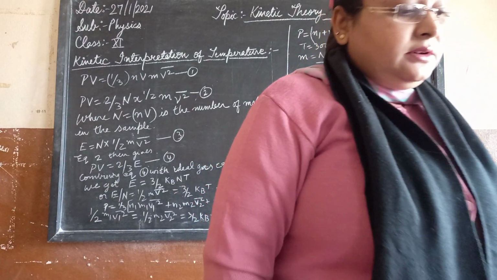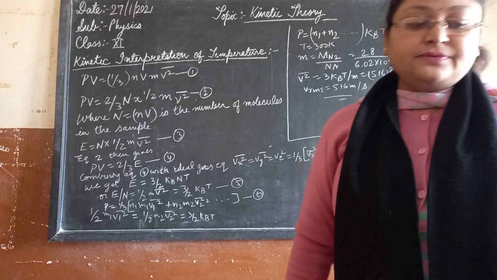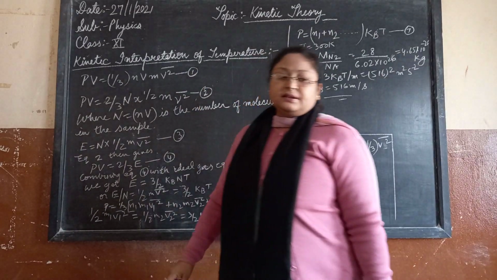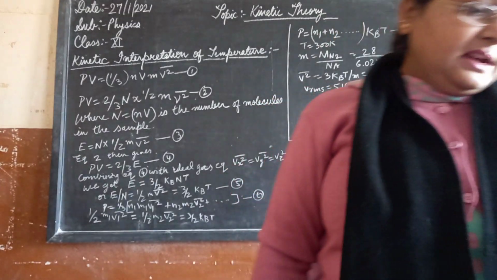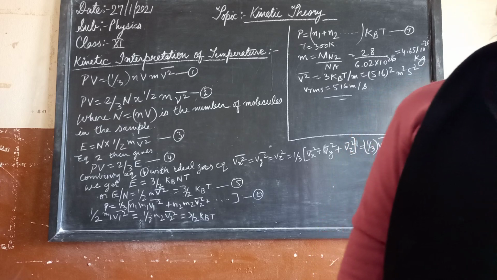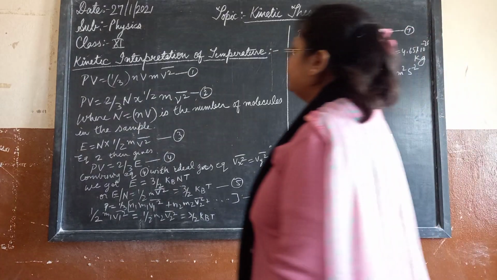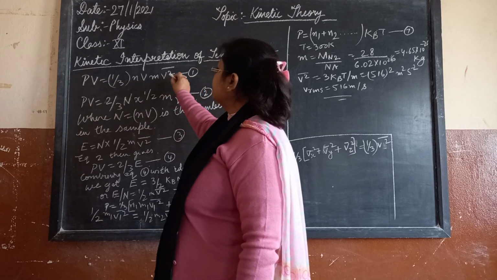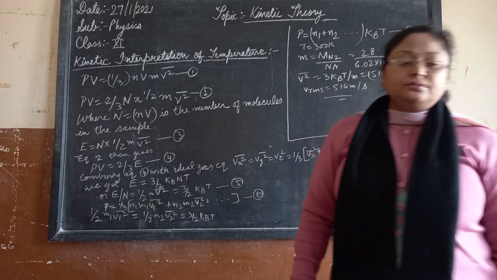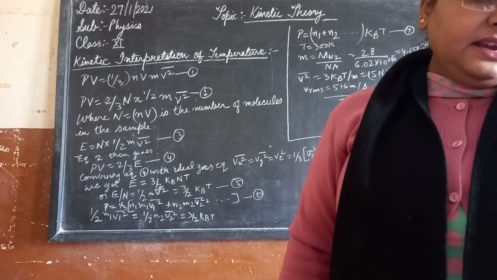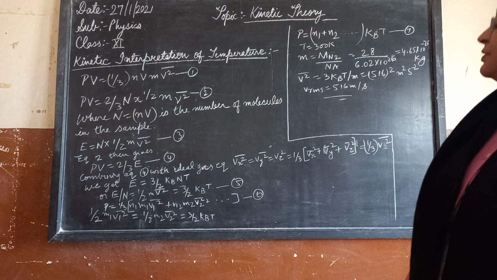Chapter: Kinetic Theory. Today we will discuss the kinetic interpretation of temperature. From the pressure of an ideal gas we get the equation P equal to 1 by 3 n m v square bar. We have taken this as equation number 1.